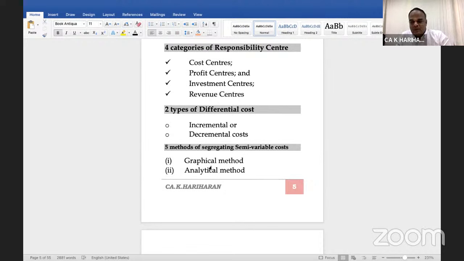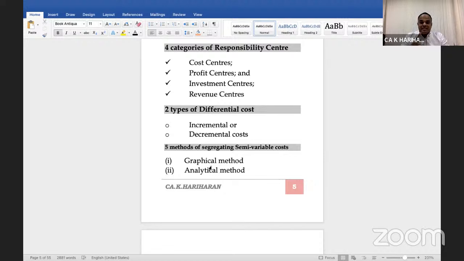Now, types of differential cost. What are the two types of differential cost? What is called differential cost? Change in cost due to change in level of activity is called differential cost. Change in cost, it may be increase or decrease. Change in level of activity, whether increase in quantity or decrease in quantity. Therefore, change in cost due to change in level of activity is called differential cost.